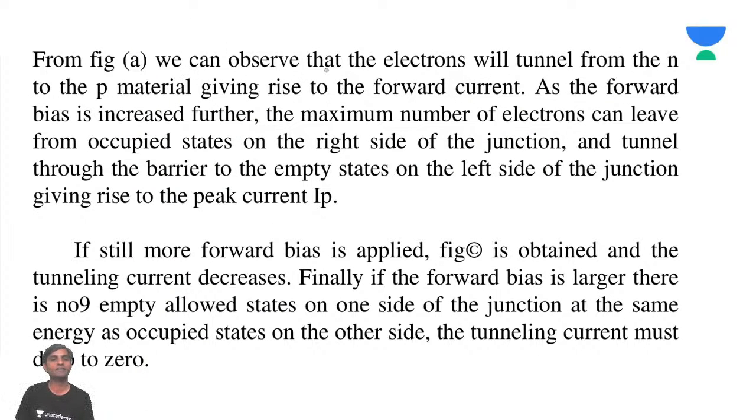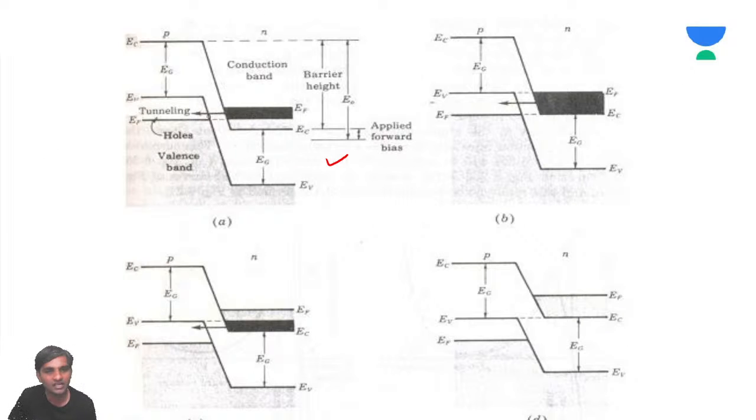In figure A, we can observe that the electrons will tunnel from N to P material, giving rise to forward current. As the forward bias is increased further, the maximum number of electrons can leave from occupied states on the right side of the junction, and tunnel. This is what I told you just now. Initially this tunneling is happening because there is free space. These are the free spaces, so the electrons will try to tunnel.